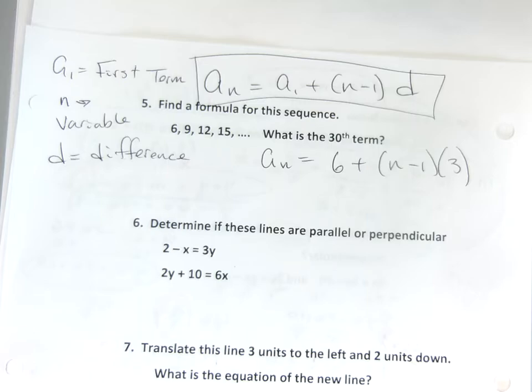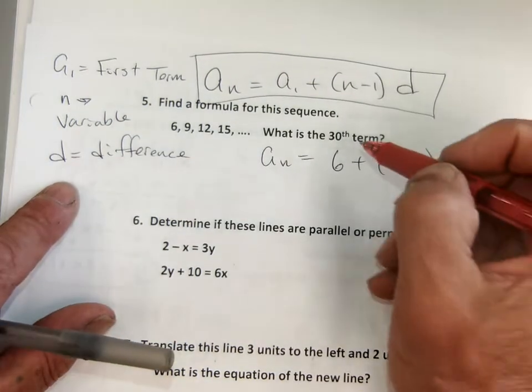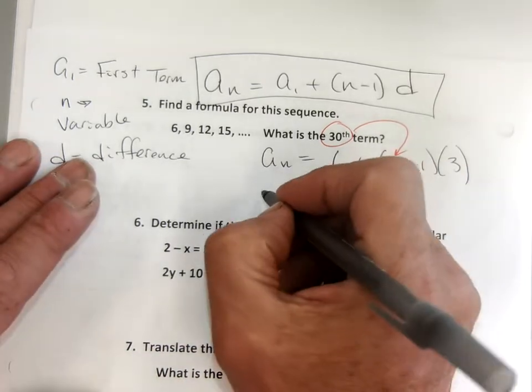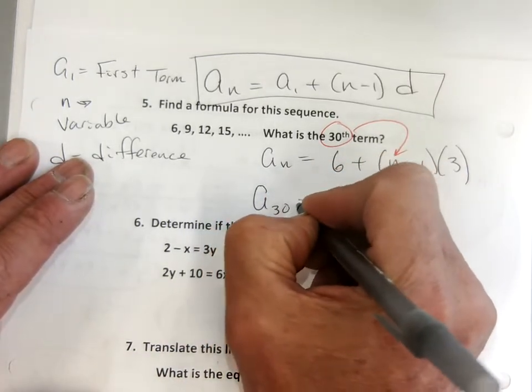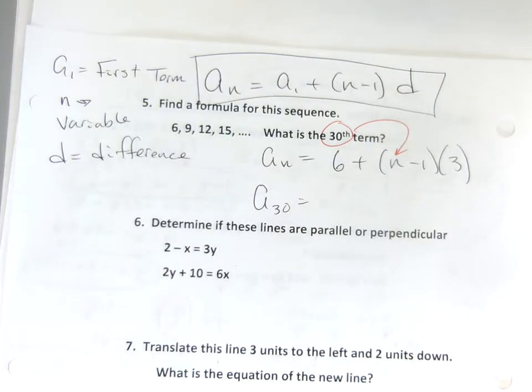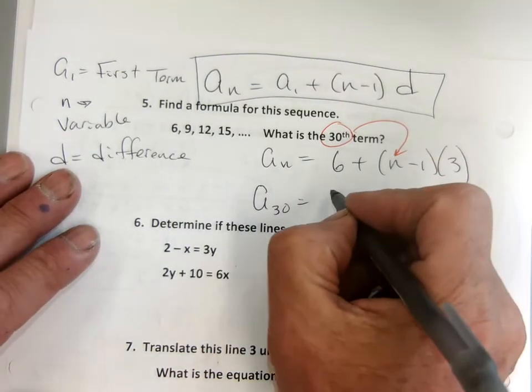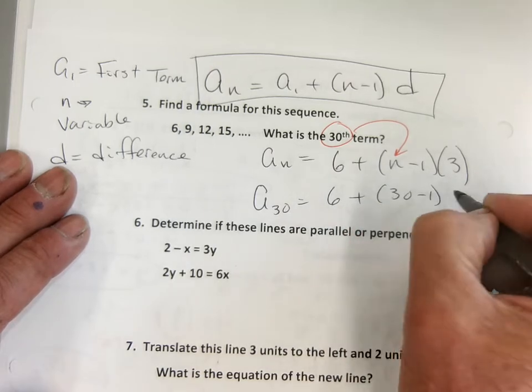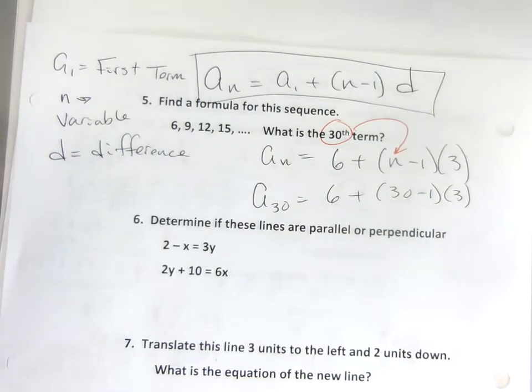That's your formula. Now, if you want to find the 30th term, we're going to take 30 and plug it into our formula. So we're going to say A of 30, because we're looking for the 30th. So like the question, what is the 30th? A of 30 equals 6 plus 30 minus 1 times 3, and just use a calculator.